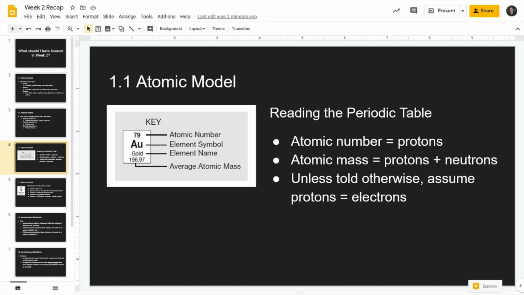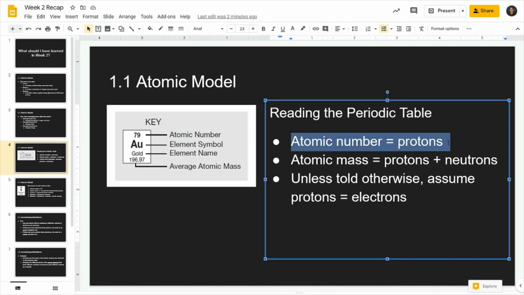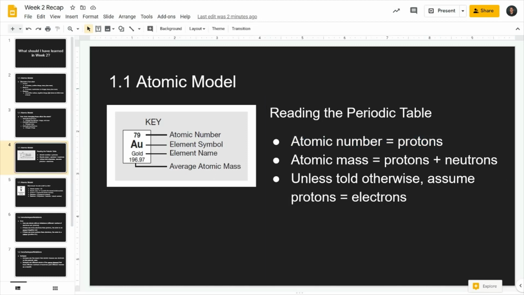That atomic number automatically tells you the number of protons. So gold has 79 protons. Every atom of gold has 79. If it doesn't have 79, then it's not gold, it's something else. Then we have the element symbol, the element name, and then the average atomic mass on the bottom.